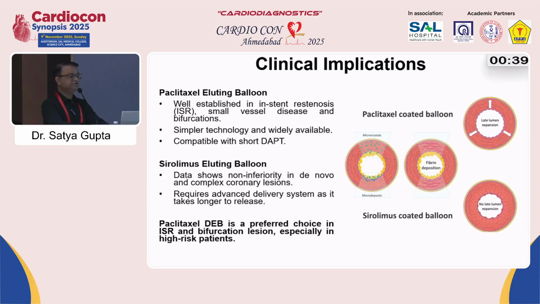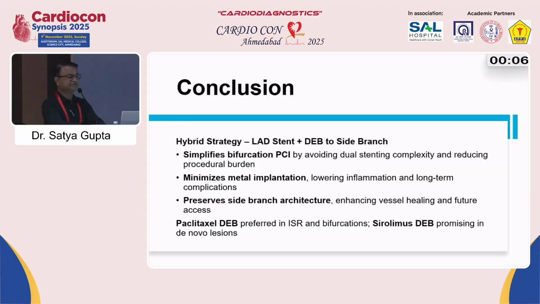So given a choice, if the patient has small vessel disease, is diabetic, or has multiple comorbidities, I think the paclitaxel drug will do a better job than the sirolimus-eluting balloon. But there are data available for the sirolimus drug also. Because it requires more penetration, you need more advanced technology for the preparation of this balloon. So in the present scenario, the paclitaxel drug balloon is the preferred choice in patients with in-stent resistance because of the cytotoxic drug, and in bifurcation lesions, especially high-risk patients with diabetes.